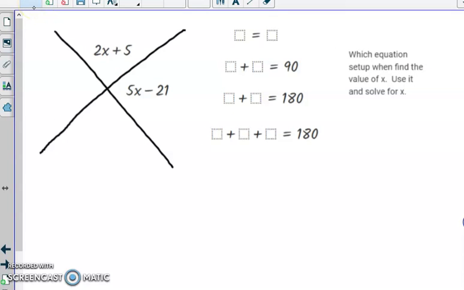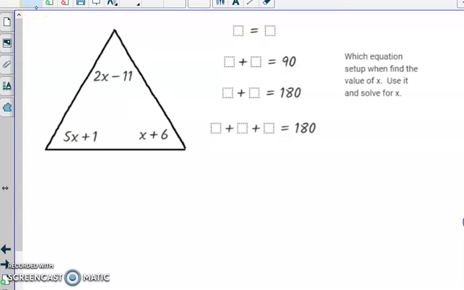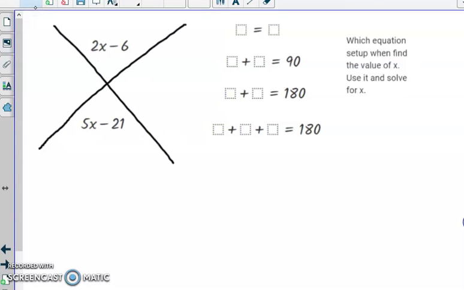And then do that for this one here. You can stop the video at any point to give yourself some time. And this next one. The fourth one.